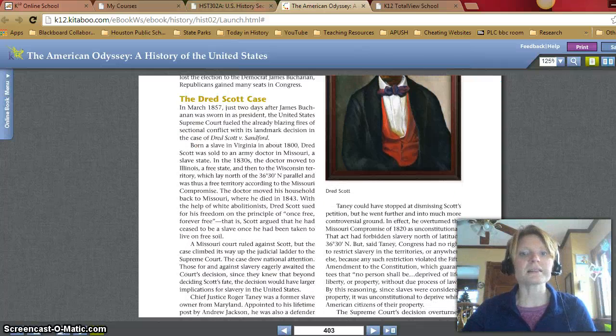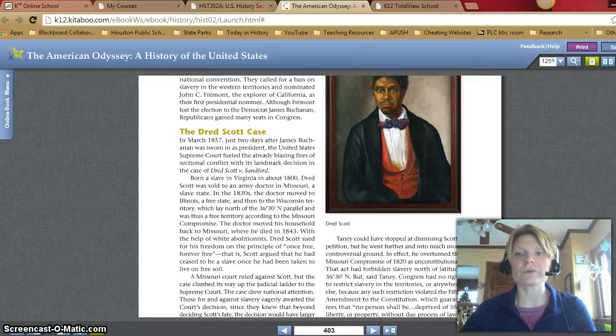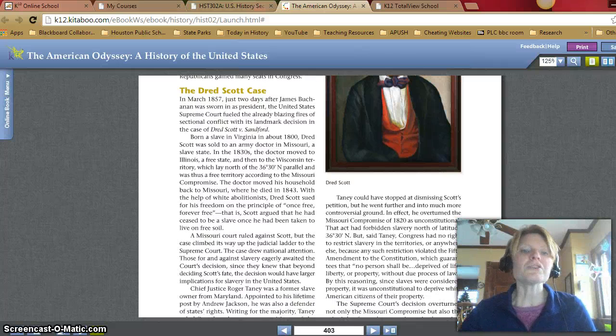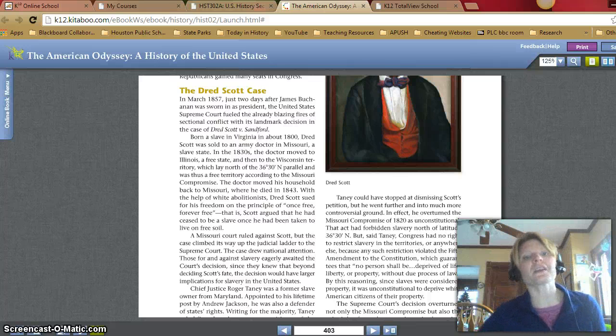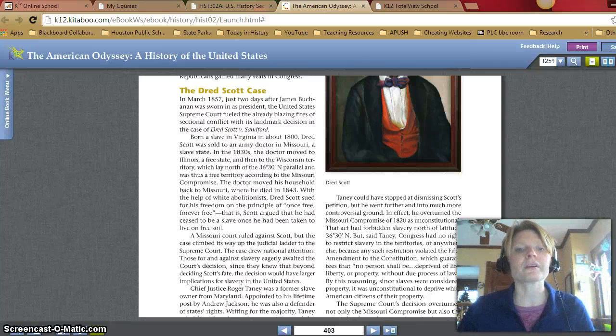The Dred Scott case, and there's a picture of Dred Scott, an artist's representation. In March 1857, just 2 days after James Buchanan was sworn in as president, the United States Supreme Court fueled the already blazing fires of sectional conflict with its landmark decision in the case Dred Scott versus Sanford. Born a slave in Virginia in about 1800, Dred Scott was sold to an army doctor in Missouri, a slave state.